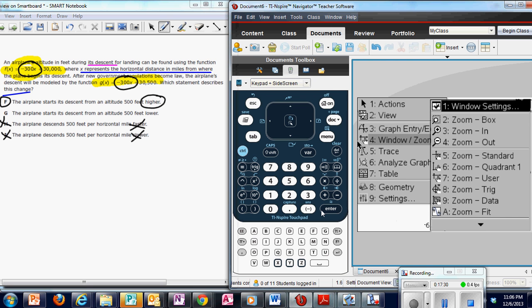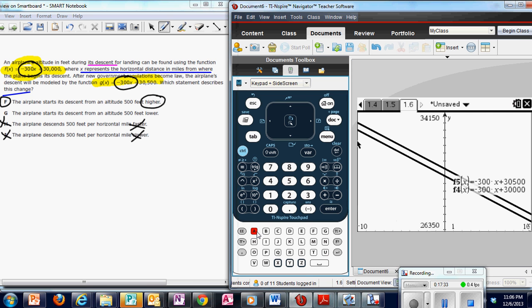Now, so that you know which line is which, because you don't necessarily know that the one stacked up top is the higher one or not, you hover on top of that line and that tells you which graph it is. So that's graph 5, which is the second one we entered. This is graph 4. So the second one we entered is above it, which is higher.